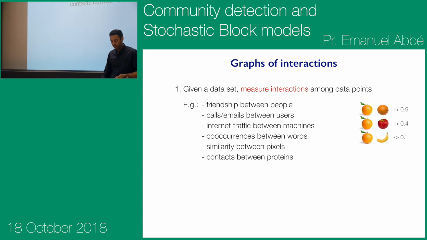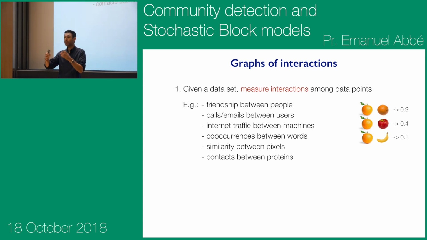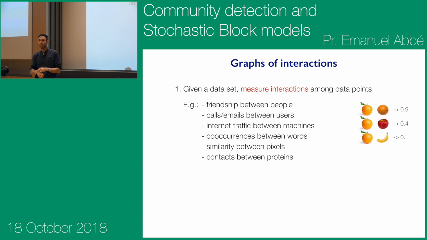Now, the next example is similarity in pixels. You have an image, and you look at all the pixels in the image, and you build a graph between any pairs of pixels where you measure how similar those pixels are. So same color, same texture will be high scores.